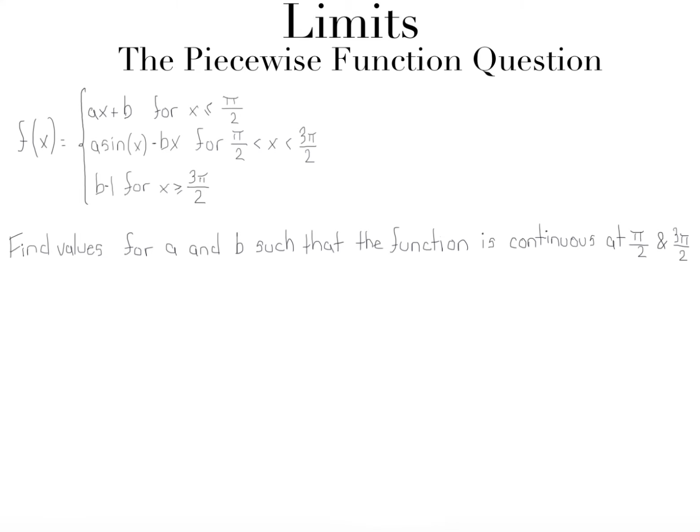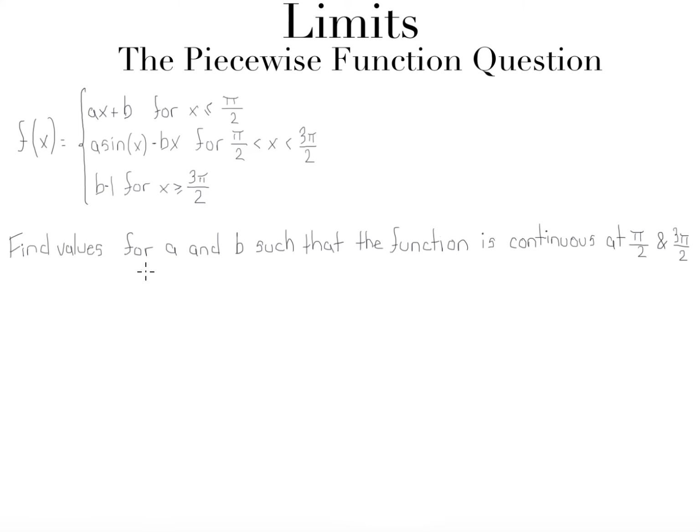This is the fifth video on limits, and in this video we will cover the infamous piecewise function question. So we have this function f of x, which is equal to ax plus b for x less than pi over 2, a sine x minus bx for pi over 2 less than x less than 3 pi over 2, and b minus 1 for x greater than 3 pi over 2.